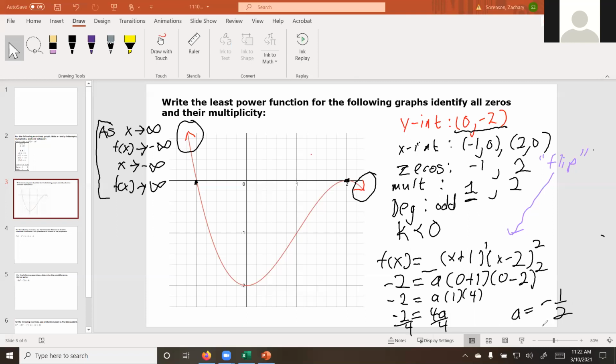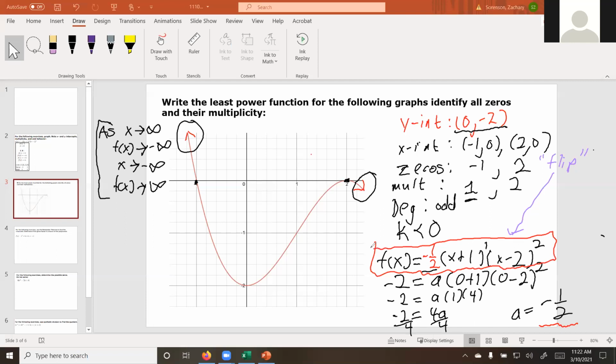So the question's asking for an equation. Make sure you don't stop there and say, oh, I found everything. I found my a, I found my factors. Make sure you write a final function. So that's my final answer.